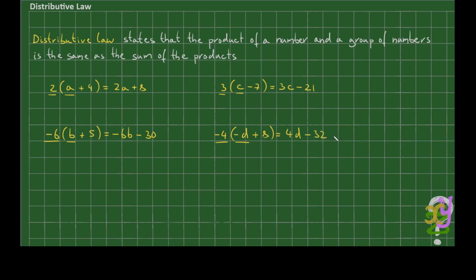In summary, the distributive law allows us to expand or solve brackets. When we do that, we need to multiply everything outside of the bracket with everything inside the bracket individually.